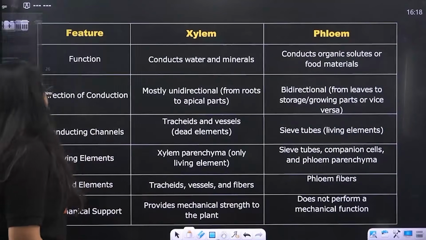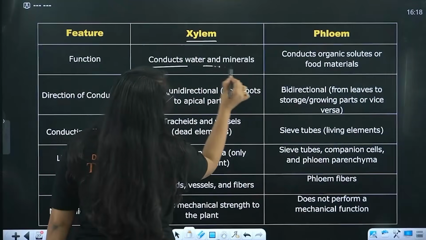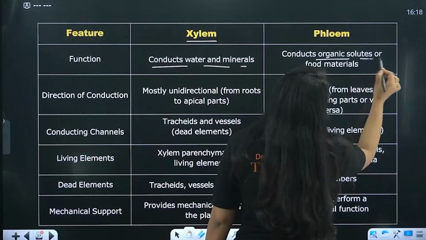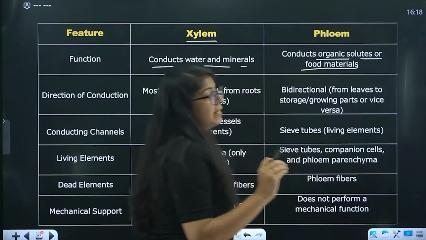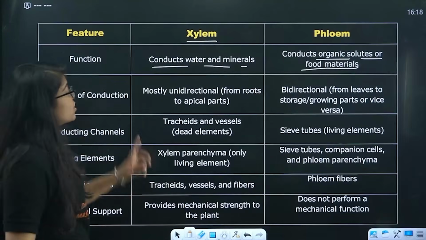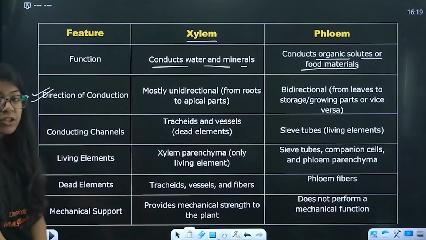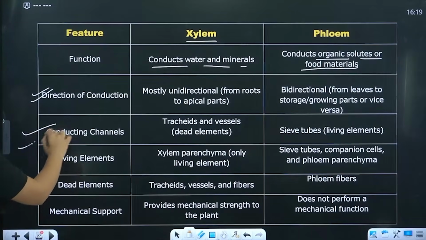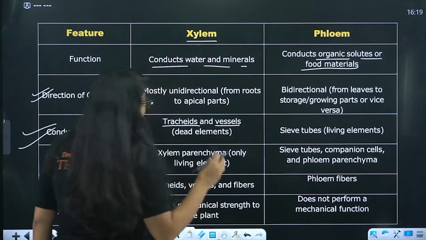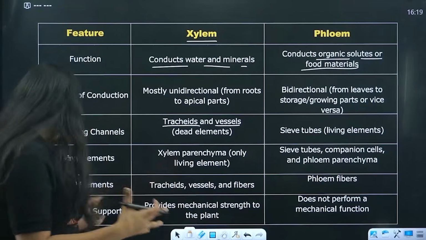So again we studied this. Let's go through this slide. Now, what is xylem? It conducts water and minerals. Phloem, on the other hand, conducts organic solutes or food materials. That's the main difference. Okay. Direction of conduction, I told you xylem is unidirectional. Phloem is, however, bidirectional, right? Conduction channels in xylem beta are tracheids and vessels, which are the dead elements, and they can carry water. What are those? Those long tubes.